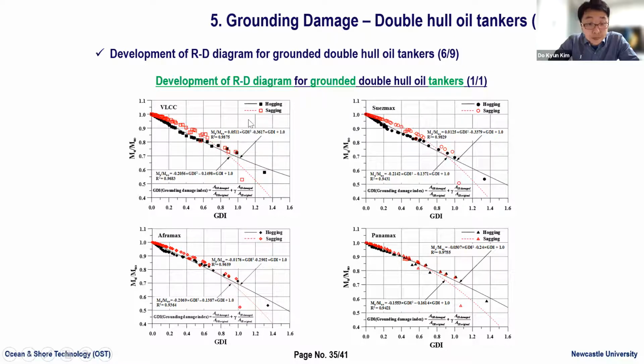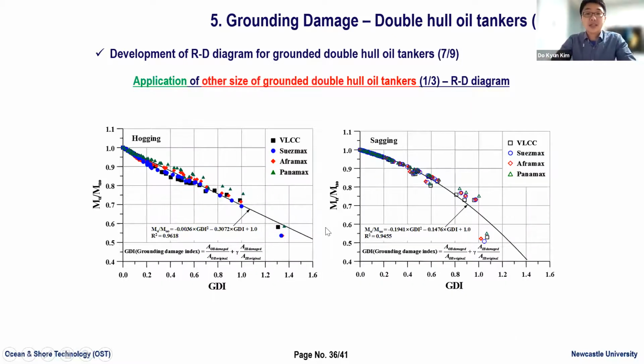In the same way, this is the hogging in black color, and the dotted red line represents the sagging bending moment case. So in the same way, we plotted the Suezmax and Aframax and the Panamax classes. So based on these obtained outcomes, of course, we can plot all together and differentiate the hogging case and the sagging case as well. So in this case, we also extracted the empirical formulas as well. So you can easily utilize this diagram.